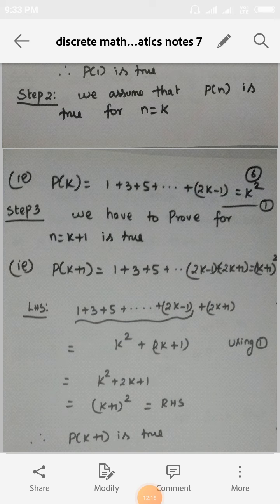Right. And see the left hand side. Just write the terms 1 plus 3 plus 5 plus etc. 2k minus 1 plus 2k plus 1. The first term, see the bracket term, 1 plus 3 plus 5 plus etc.